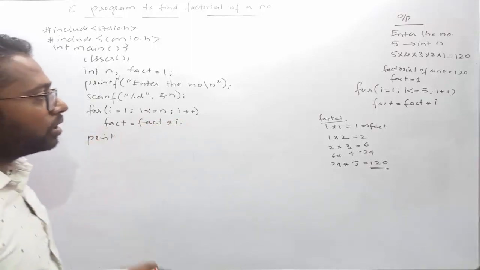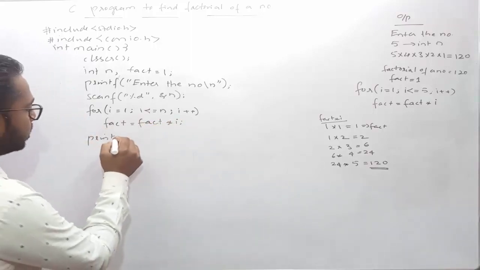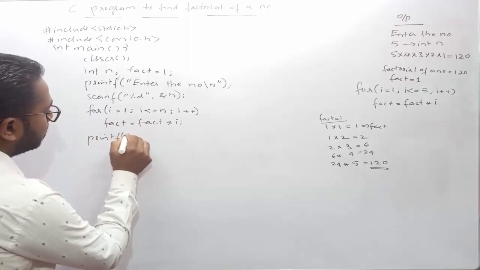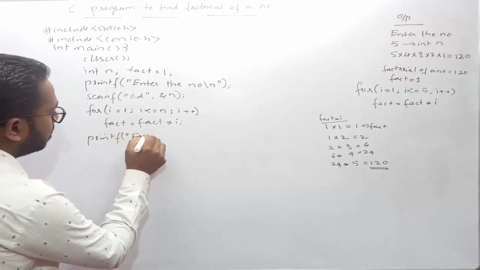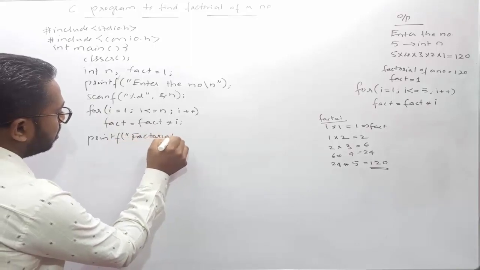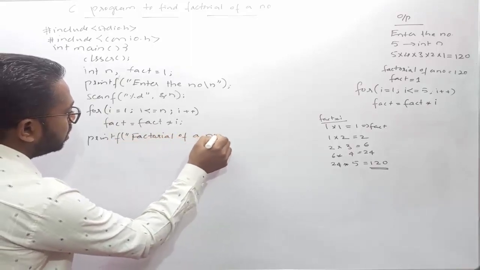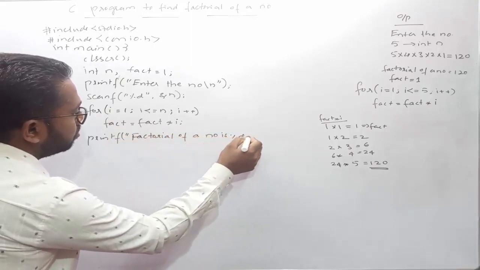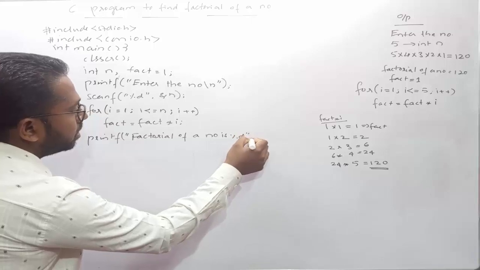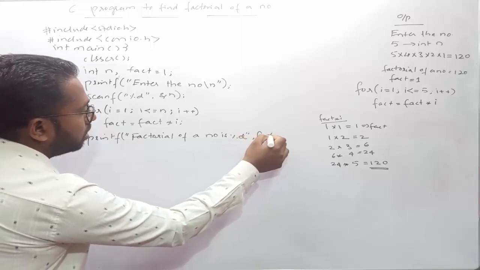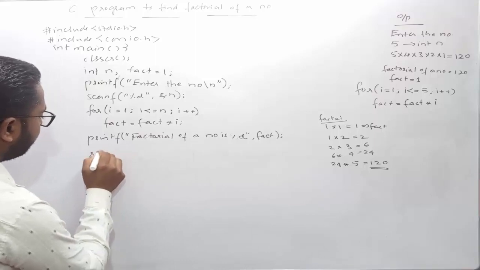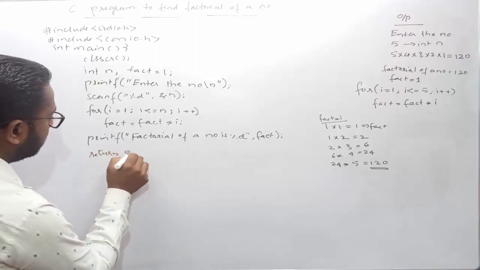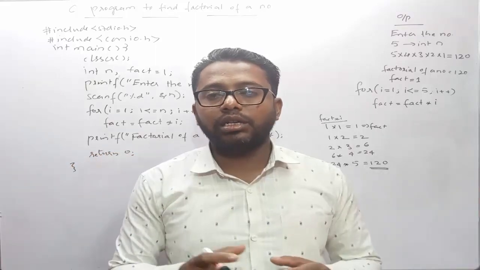And now the fact variable will hold the output, so I just need to print fact. Factorial of a number is %d, comma, fact. Return 0. I hope you guys have understood.